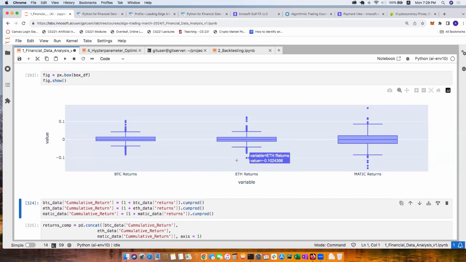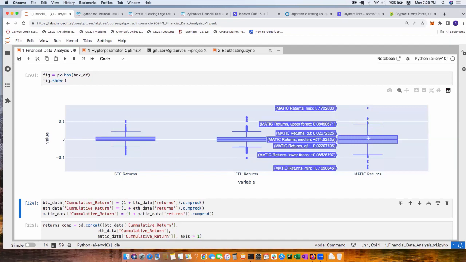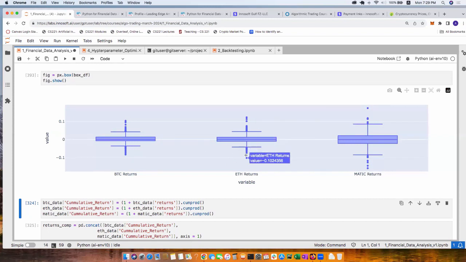So basically the idea is, when you see the difference between the first and third percentile, when you see this band is wide, that means the asset is more volatile. And I'm sure some of you are wondering, what are these dots? These are what we call outliers of the distribution.